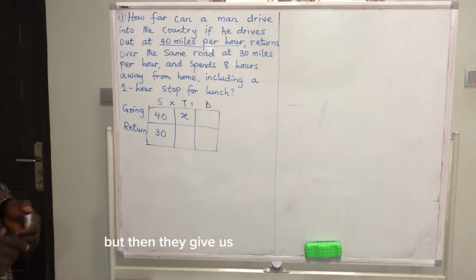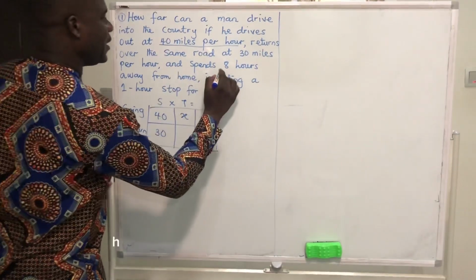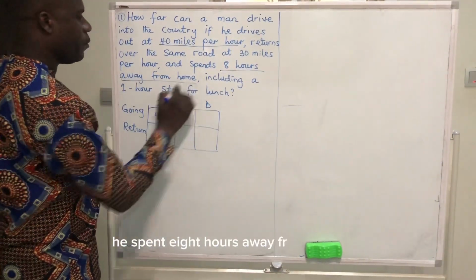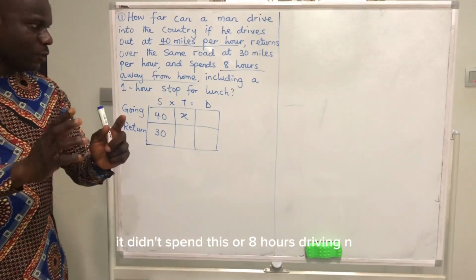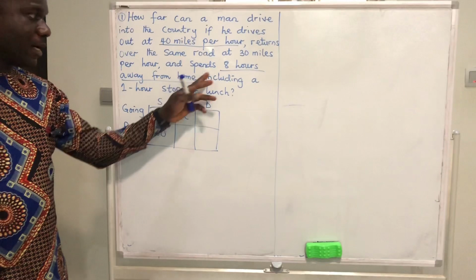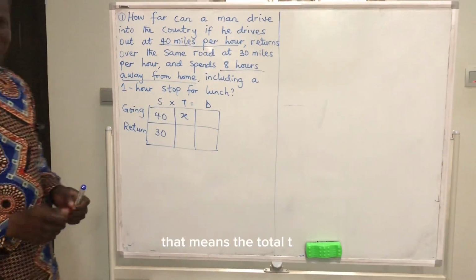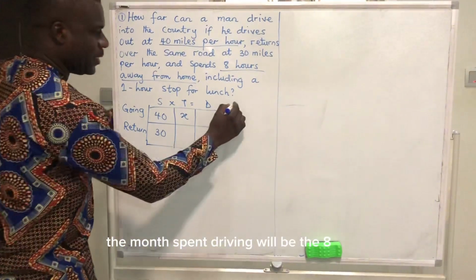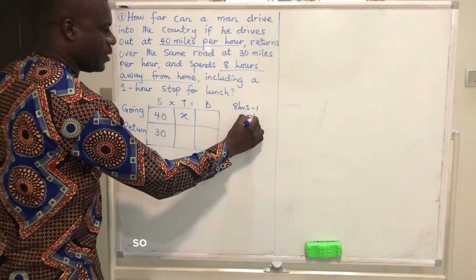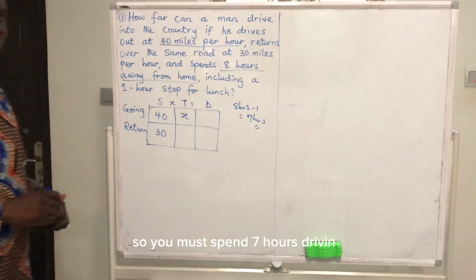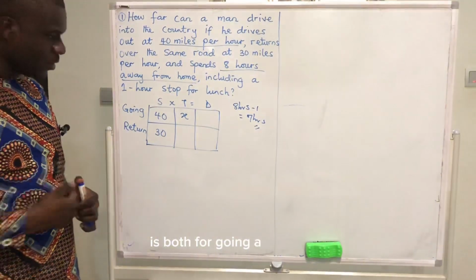But then they gave us the total time the man spent away from home. They said he spends 8 hours away from home. Now, he didn't spend the whole 8 hours driving. These 8 hours include a 1 hour stop for lunch. That means the total time the man spent driving will be 8 hours minus the 1 hour he spent for lunch. So the man spent 7 hours driving, and these 7 hours are for both going and coming.